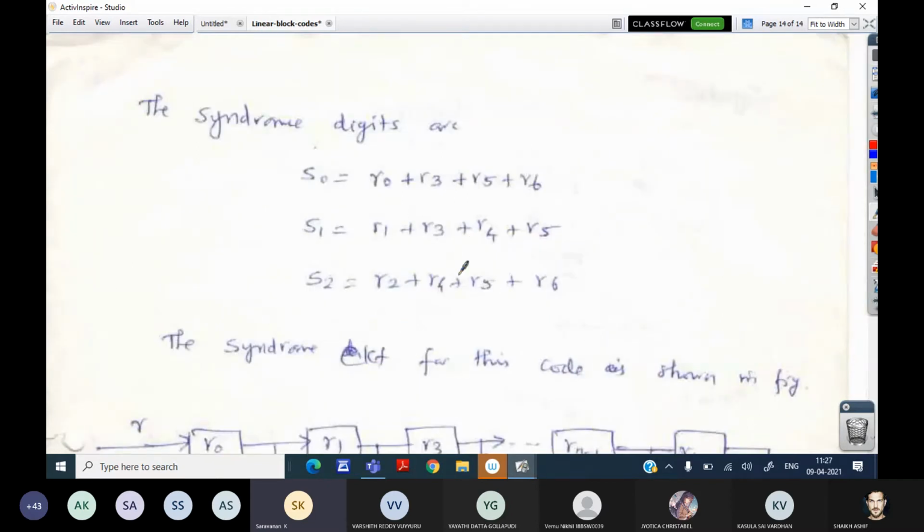So please check. Multiply R0, R1, R2, R3, R4, R5, R6 by H transpose. The result is S0, S1, S2. 3 bits we are going to get. So in terms of R you will get this one. Have you got this? Check.